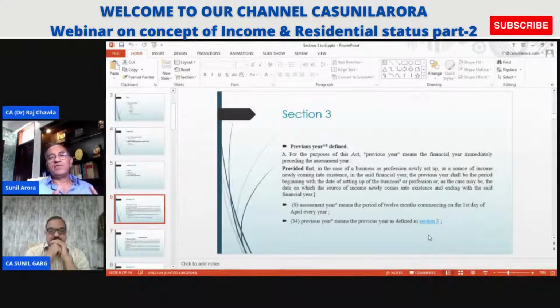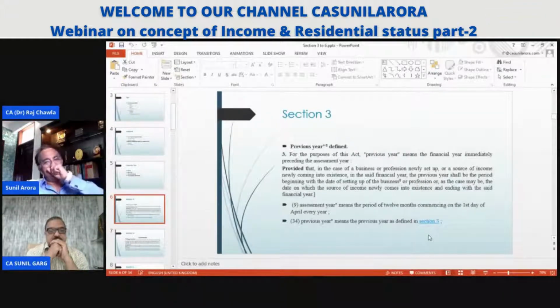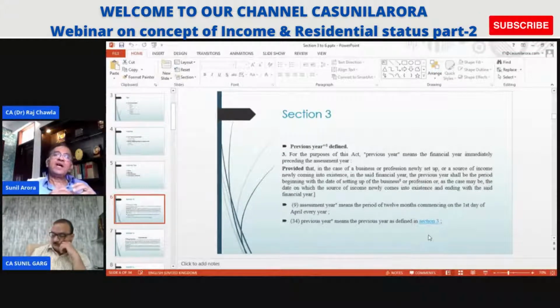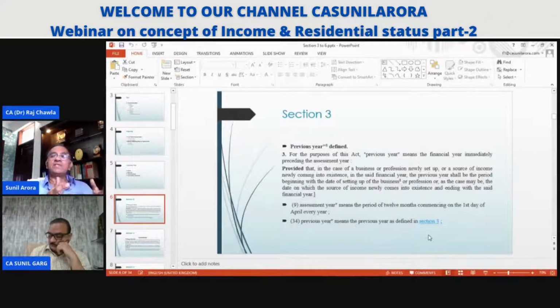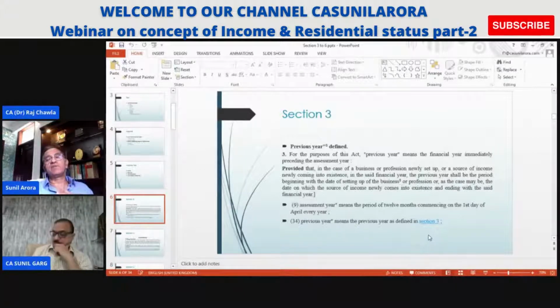But the nomenclature of previous year, because previous is a generic term, means it refers to what came before. So when we are saying what happened in the earlier years, in the preceding years, in the preceding period, and then we have a previous year, for the purpose of tax we can't use the word previous year for the earlier years, and we need to distinguish which year we are referring to.